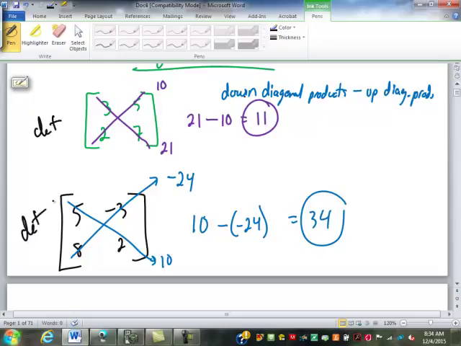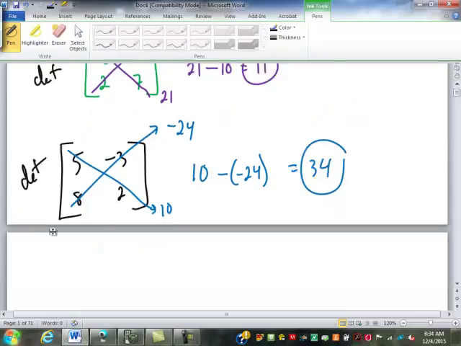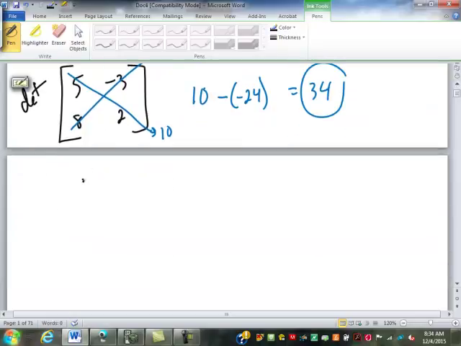Now technically, I told you to find the determinant of this matrix. But I don't have to tell you to find the determinant. I can actually just use a symbol. If instead of having the square brackets, I just have lines, that is telling you to find the determinant. Find the determinant in your notes of that matrix.